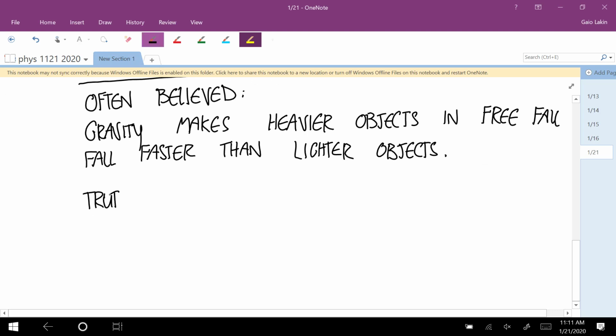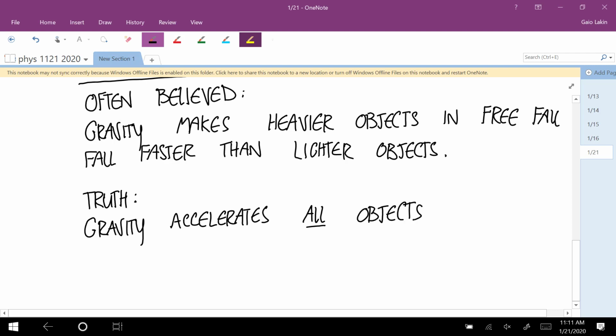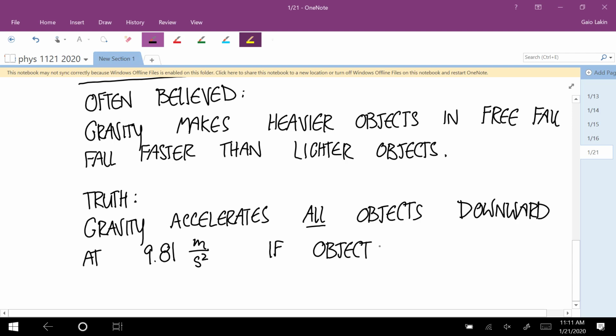The truth is, gravity accelerates all objects, no matter what their weight is, no matter what their shape is, downward at 9.81 meters per second squared, if the objects aren't affected by air resistance.